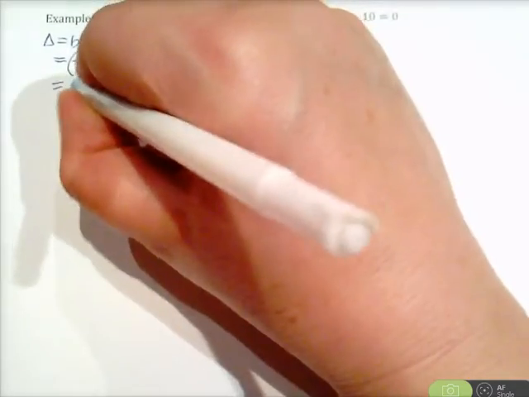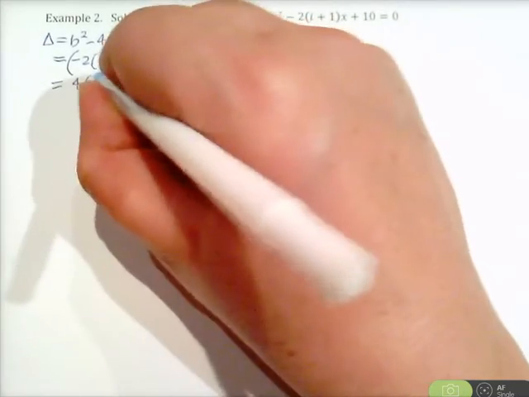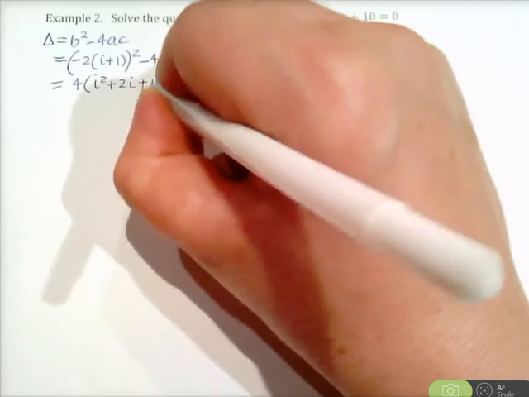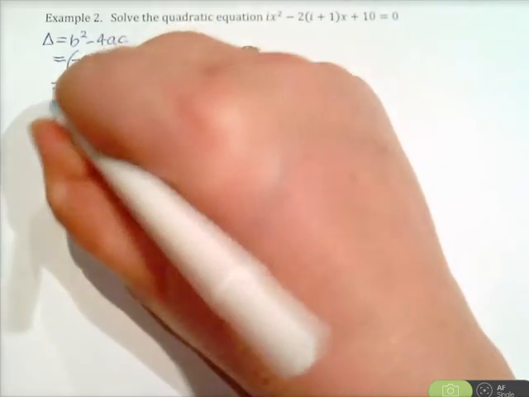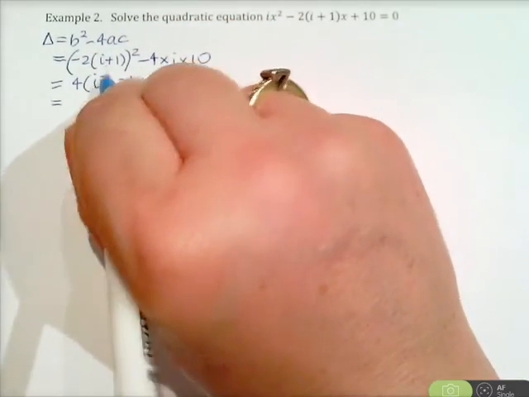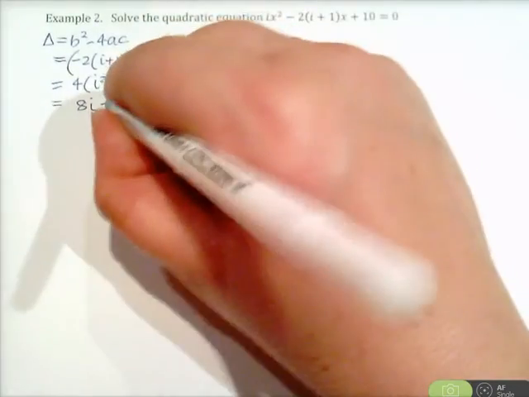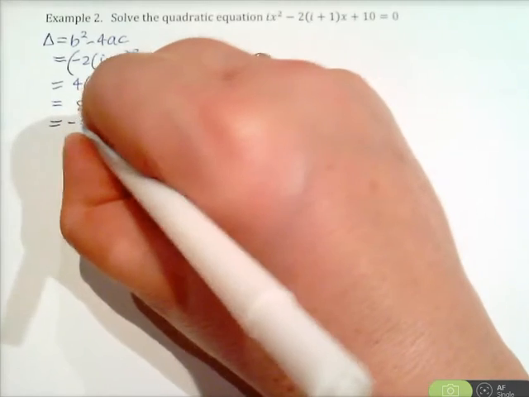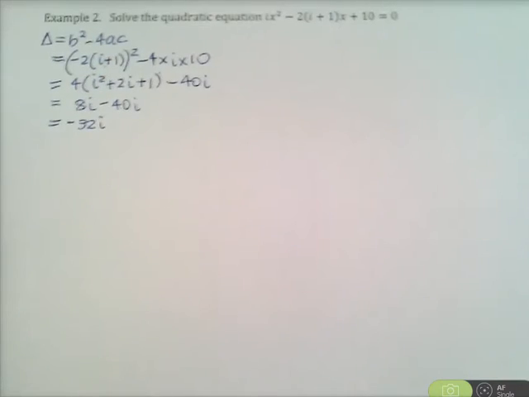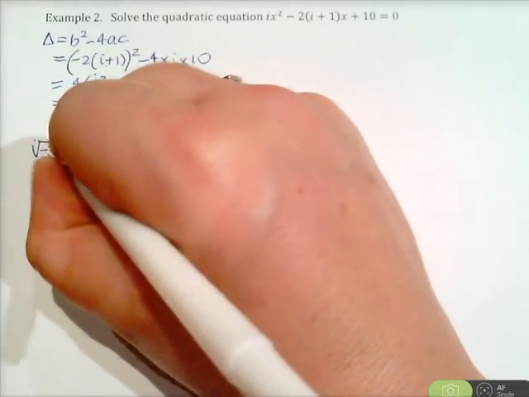Now, negative 2 squared is 4, and then you're squaring 1 plus i, so you get i squared plus 2i plus 1. Then we get minus 40i. Now i squared is negative 1. So negative 1 plus 1, that's 0. So I just get 8i minus 40i, which happens to be minus 32i. Okay? So that's what my discriminant is.